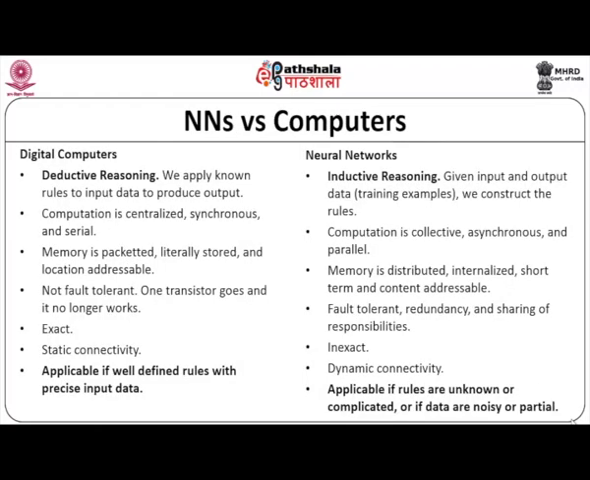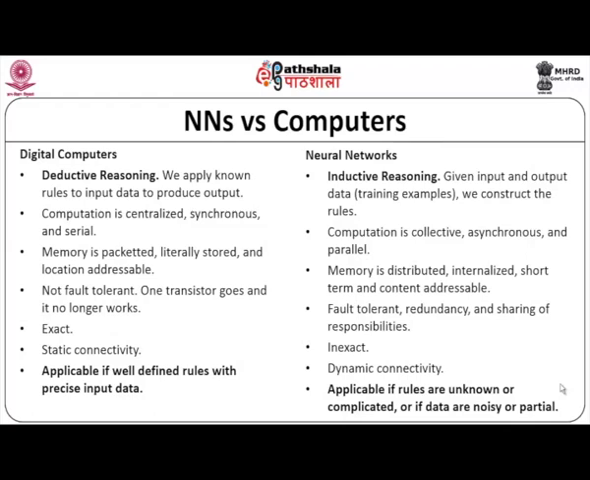Let us understand the difference between neural networks and general computers. When we talk about digital computers, the kind of reasoning that happens is deductive reasoning. Deductive means there will be lots of rules, each with an LHS and RHS. Any rule whose LHS is satisfied will be triggered, and accordingly it produces an output.